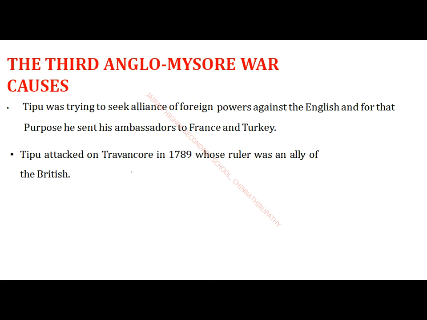The Third Anglo-Mysore War. What are the causes? For what cause did the Third Anglo-Mysore War take place? See here, Tipu was trying to seek an alliance of whom? Foreigners. Alliance of foreigners means whom? He needed help from the foreigners against the English, and for that purpose he sent his ambassador to whom? Ambassadors to France. Okay, here you just see what is the meaning of ambassador.